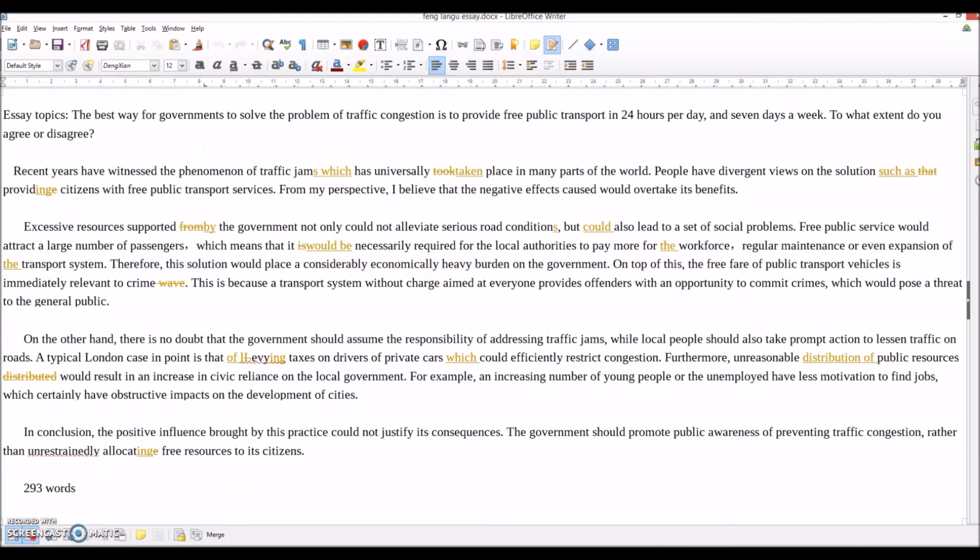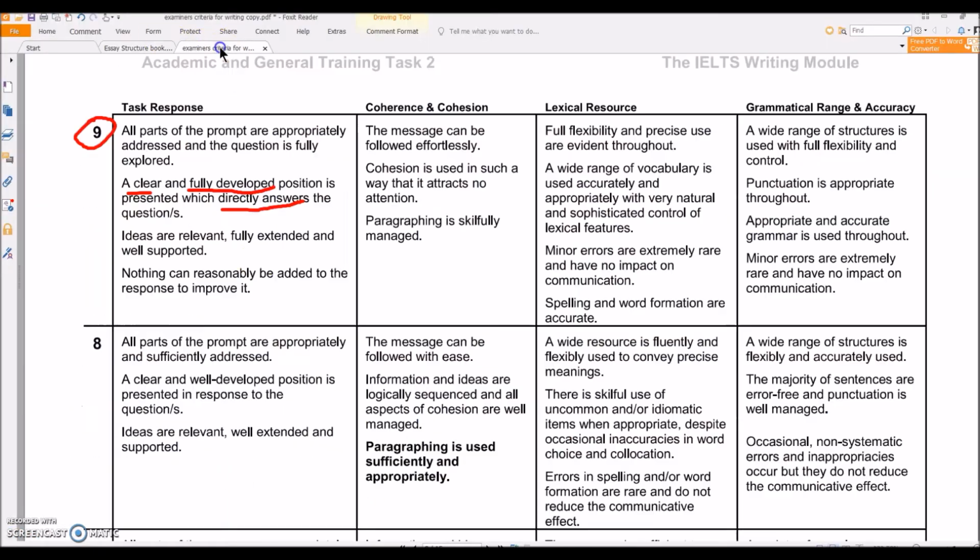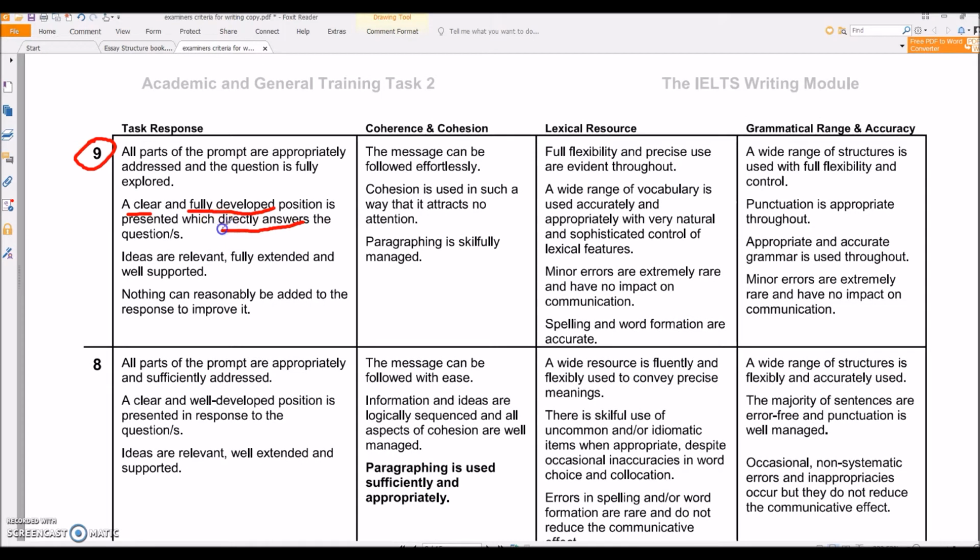I would simply do as the criteria says, get straight to the point, directly answer the question. That's it. That's what I always advise.